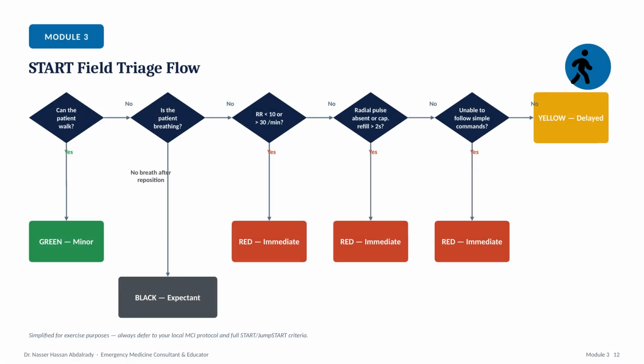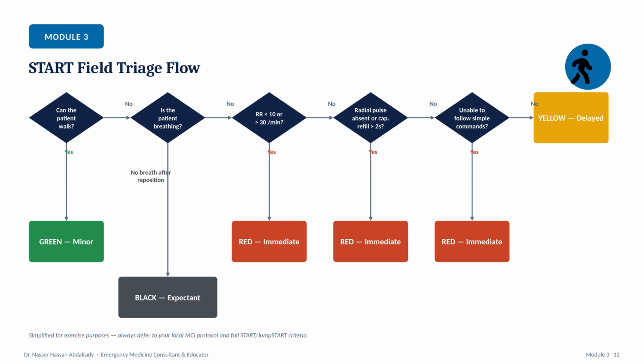Here is the START algorithm in full. First, can the patient walk? If yes, they are triaged green, minor. If no, check breathing. If they are not breathing and still are not after you reposition the airway, that is black, expectant. If they are breathing, check the respiratory rate. Under 10 or over 30 per minute is red, immediate.